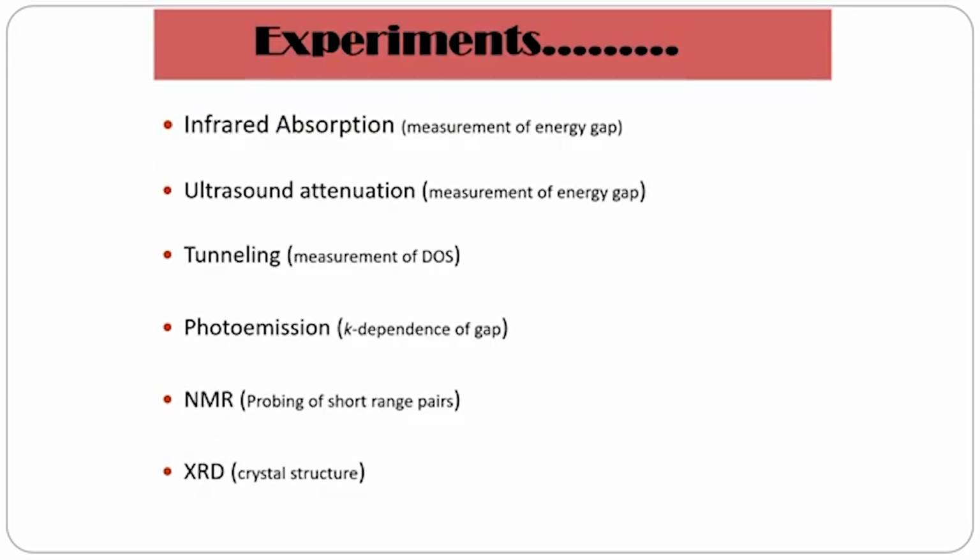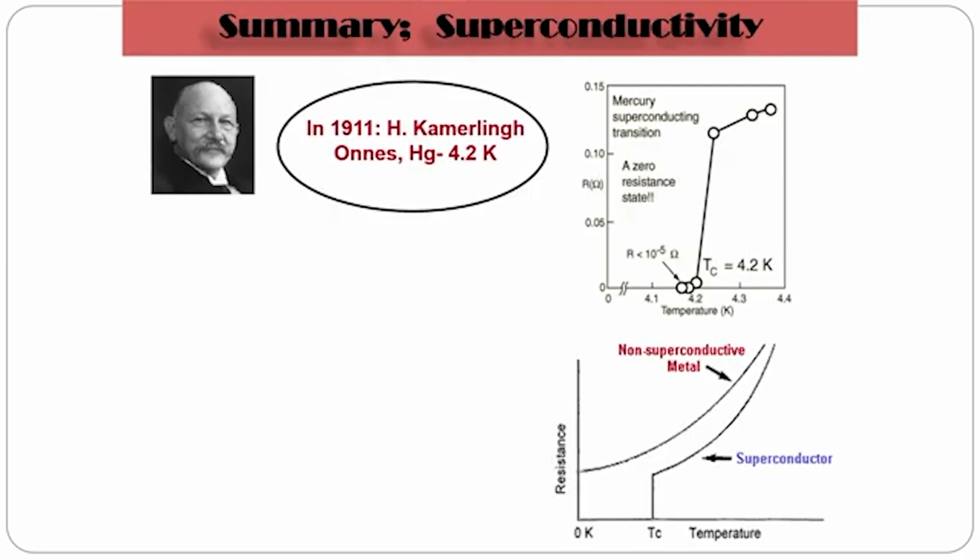The experiments that can detect superconductivity, the superconducting energy gap or the TC, are infrared emission, ultrasound attenuation, tunneling experiments, that is, making a junction, putting a bias and then measuring the current, and photoemission spectroscopy, NMR, nuclear magnetic resonance, to probe short pairs, and XRD to look at the crystal structures of these.